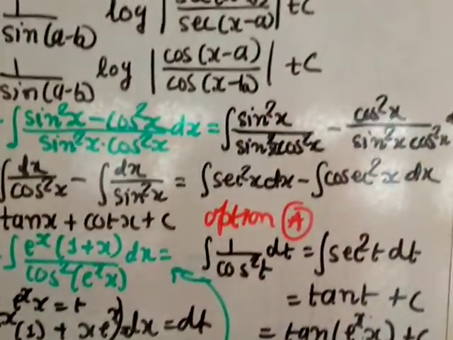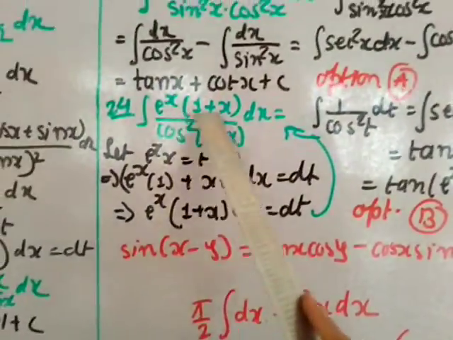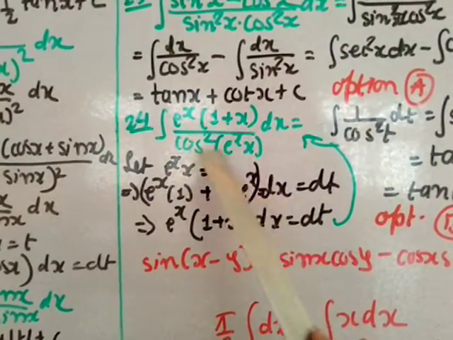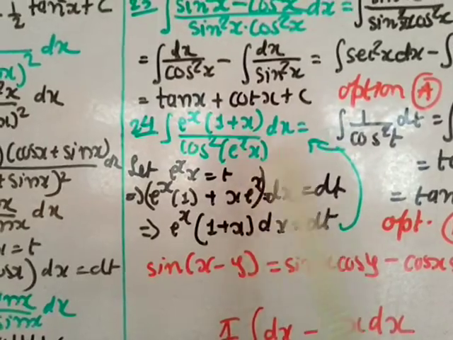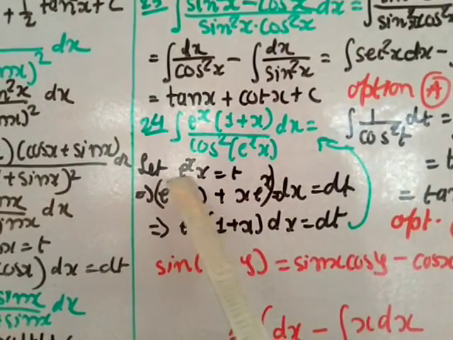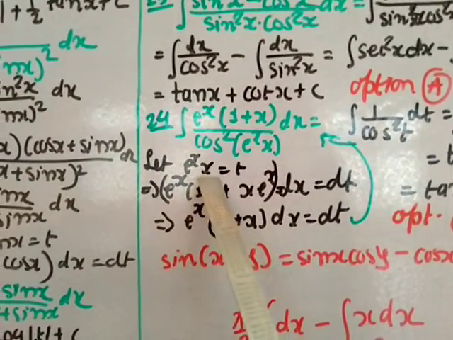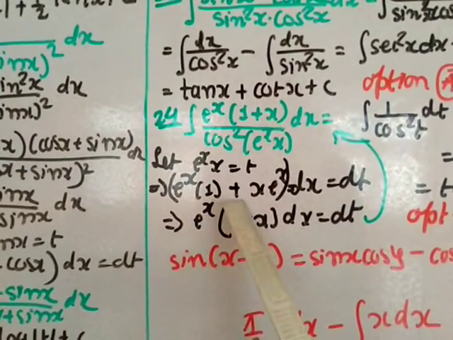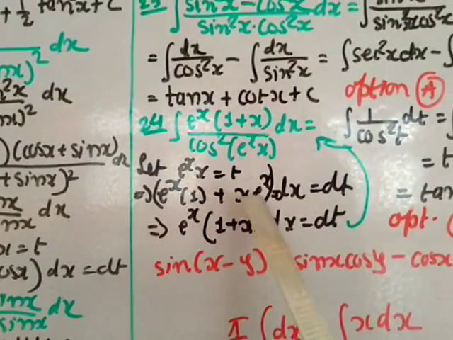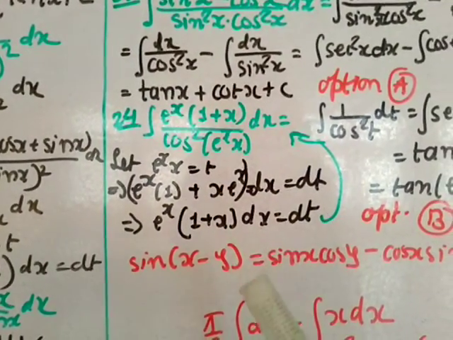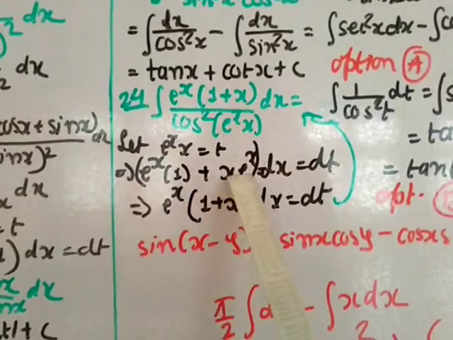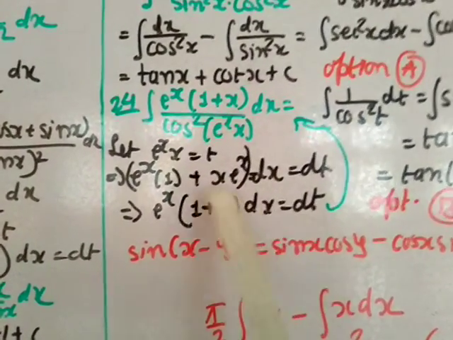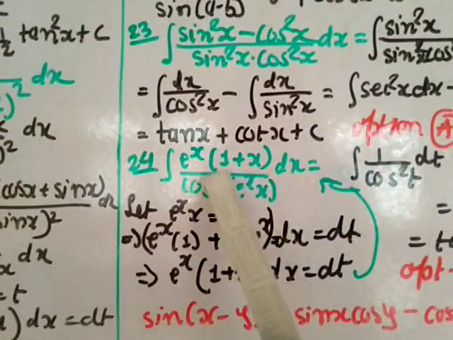Question number 24. Integral of e power x (1 plus x) divided by cos square (e power x) dx. I'll take e power x into x as t, e power x equal to t. Differentiate, when you differentiate you have to do u into v. So first e power x as it is, derivative of x with respect to x is 1, plus x as it is, derivative of e power x is e power x, dx equal to dt. Then from these two I can take e power x common, here remains (1 plus x) dx equal to dt, and this is your numerator, e power x (1 plus x).